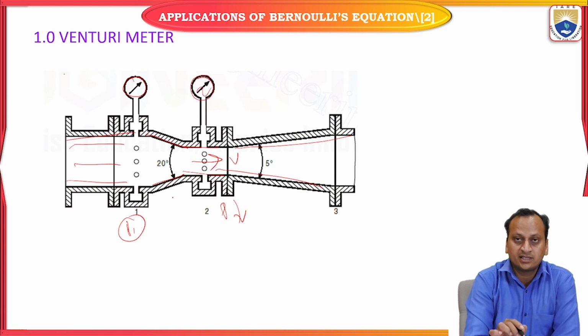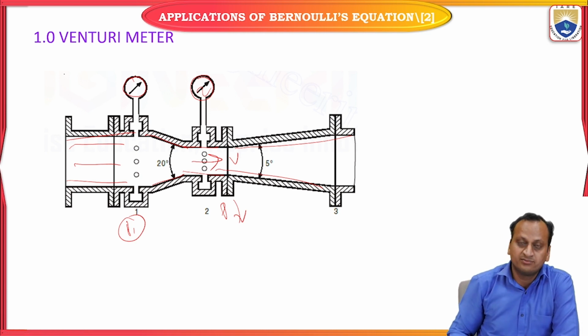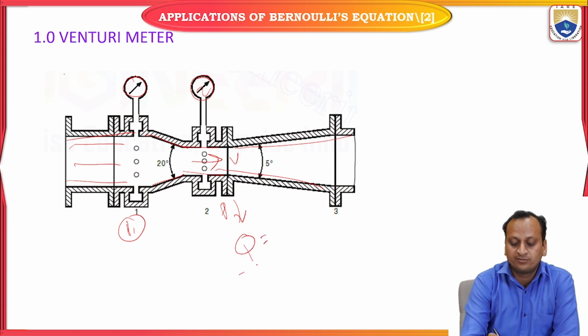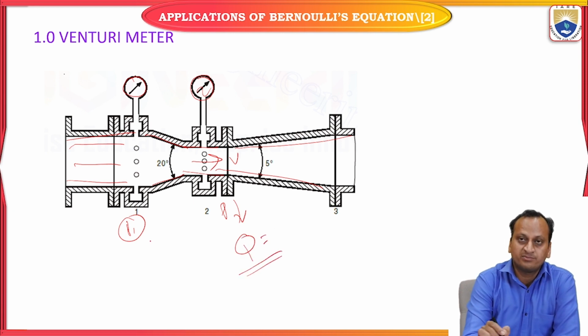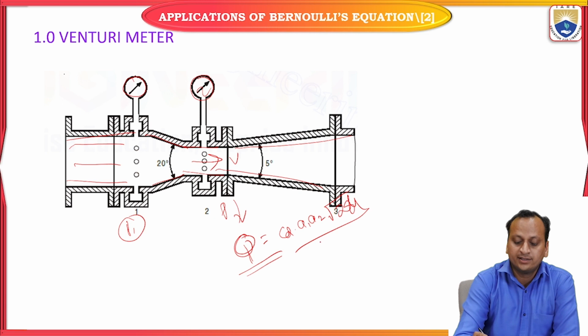This pressure difference will be utilized for the measurement of the rate of flow through a particular pipe. Rate of flow can be calculated by utilizing the pressure difference between these 2 points. So in order to measure the rate of flow, Q equals CD A1 A2 root 2GH by root of A1 squared minus A2 squared.